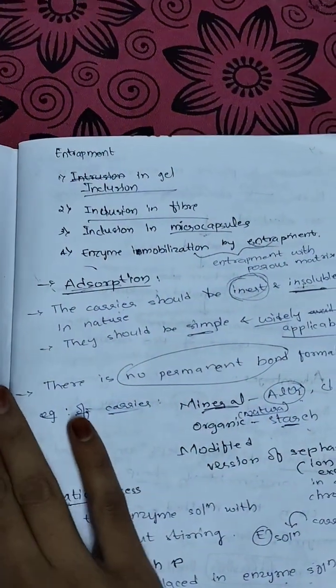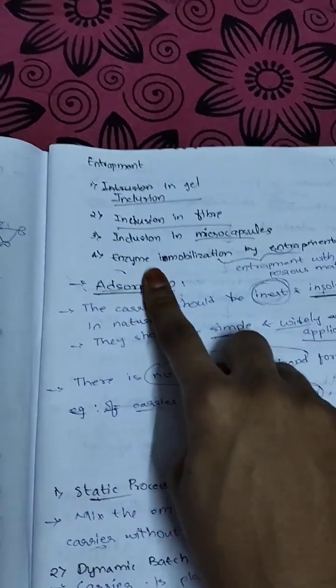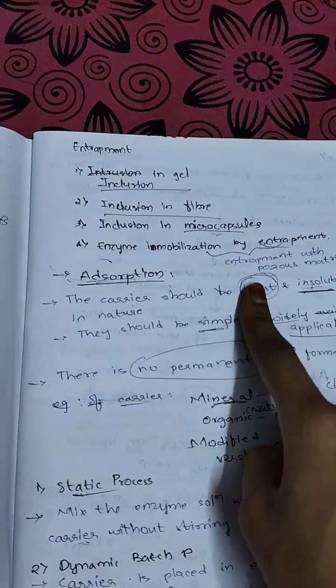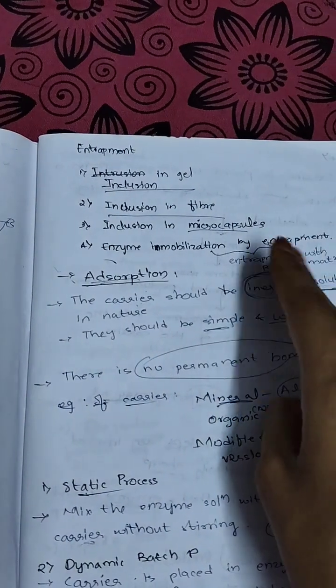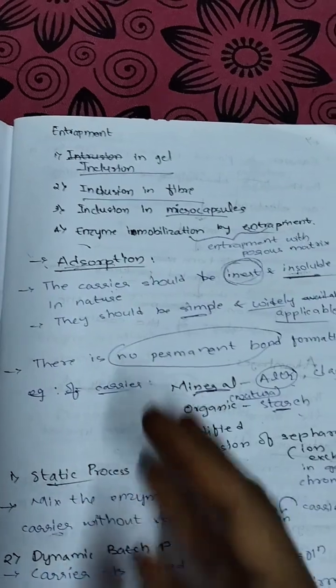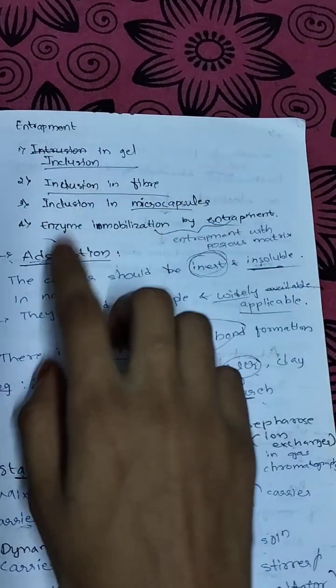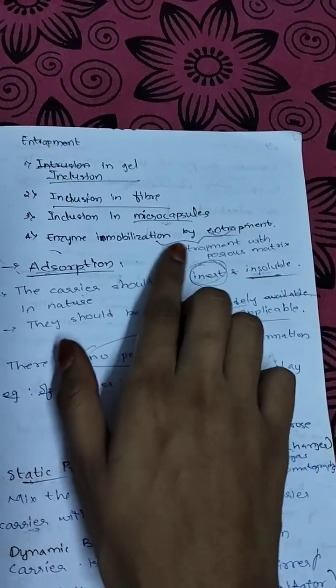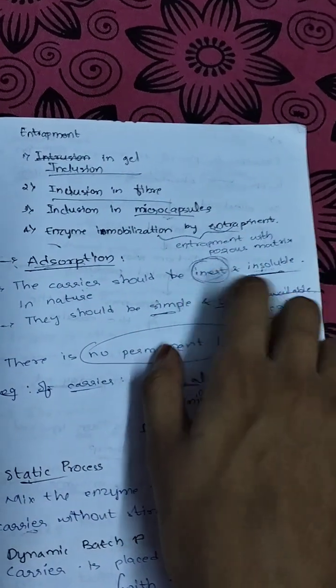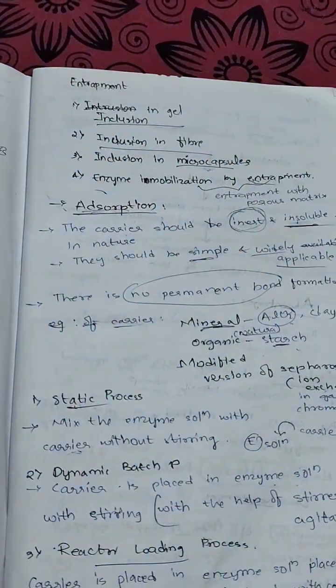And the next is entrapment. In entrapment, four processes are there. First, inclusion in gel, fiber, and microcapsule, and the last is immobilization by entrapment with porous matrix. First, we will come across them one by one.